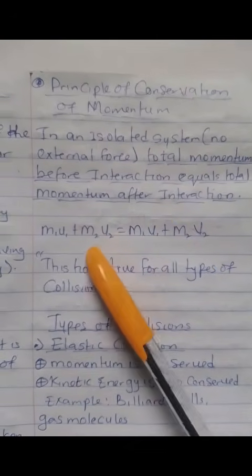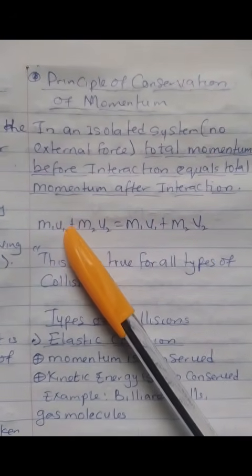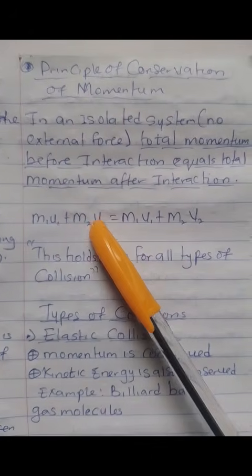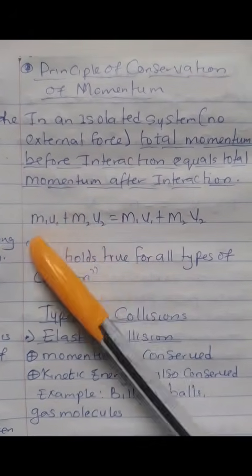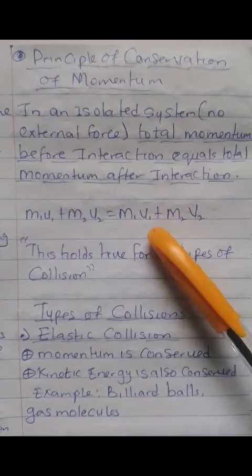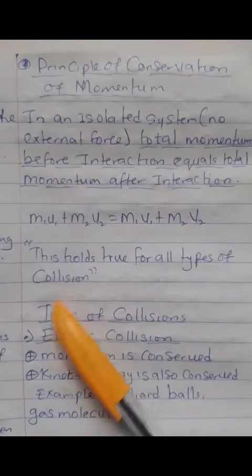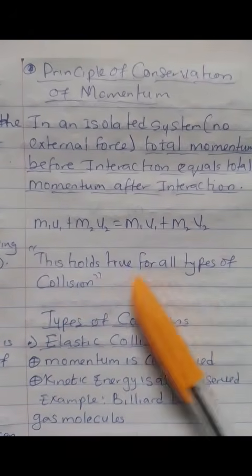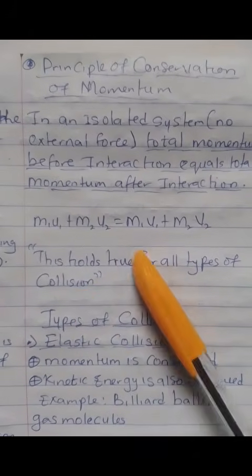The momentum is always conserved. So we have m1u1 of the first body plus m2u2 of the second body before the collision. Then after the collision, m1v1 plus m2v2. So you can see this holds true for all types of collision.